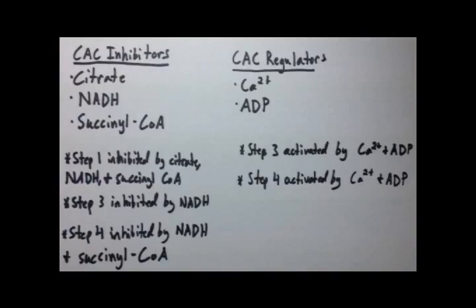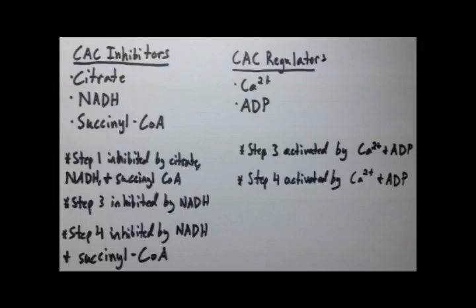And then on this final slide, I talked about inhibitors and regulators of the citric acid cycle. Your inhibitors are citrate, which is one of your molecules, NADH, which is a cofactor, and succinyl CoA, which is another molecule. The inhibitions take place at step 1, which is inhibited by all three, citrate, NADH, and succinyl CoA. Step 3 is inhibited by NADH, and step 4 is inhibited by NADH and succinyl CoA. And by inhibiting, I mean that they're inhibited when there's a large amount of these molecules.